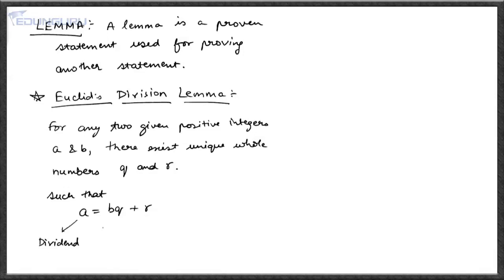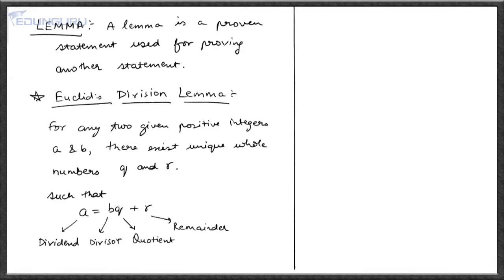Let me first complete the lemma, or Euclid's division lemma. Now, what is B? B is called the divisor. Q, I think you must have guessed by the alphabet itself, Q is the quotient, and finally R is the remainder. So, I have introduced 4 terms, none of them new. You are all aware of these, and if you have by chance forgotten a little bit, don't worry, I am just going to introduce them all over again. So, the terms are dividend, divisor, quotient and remainder.